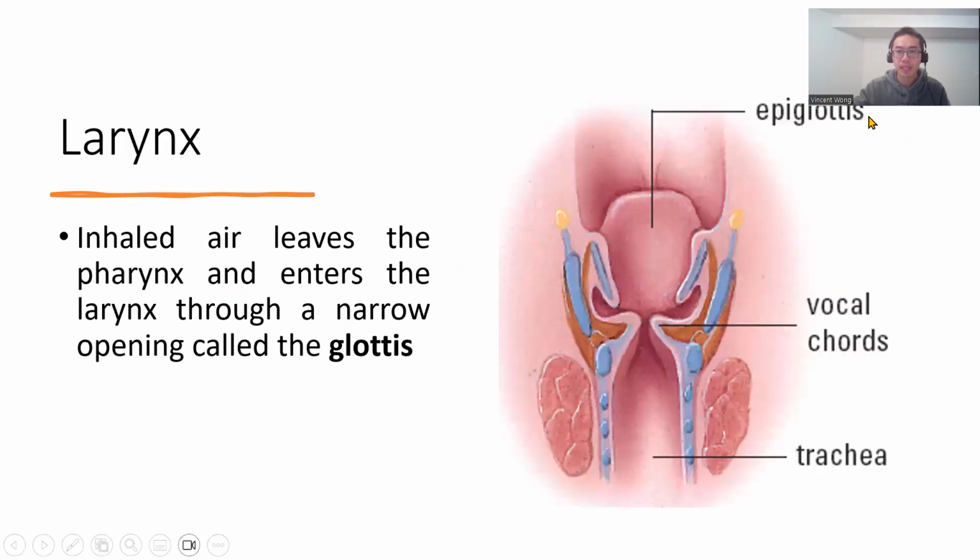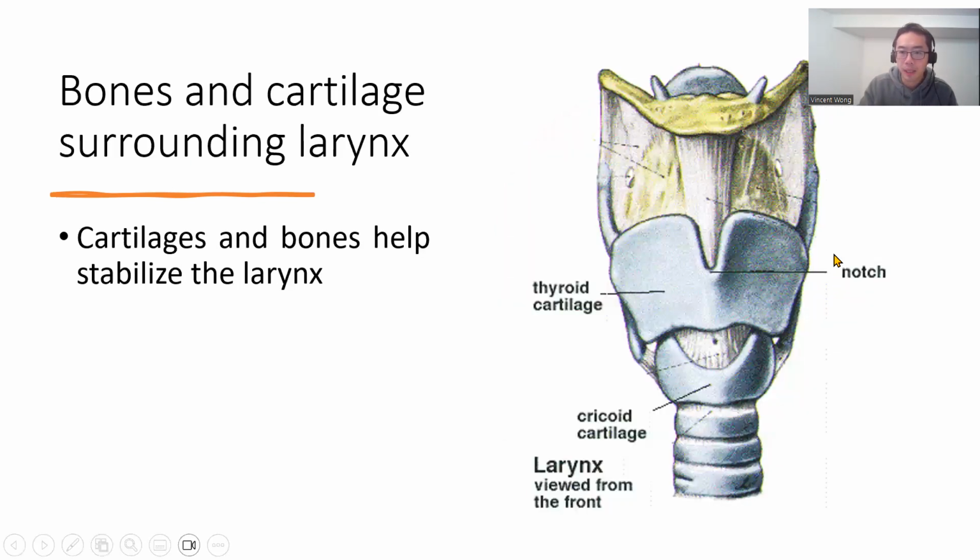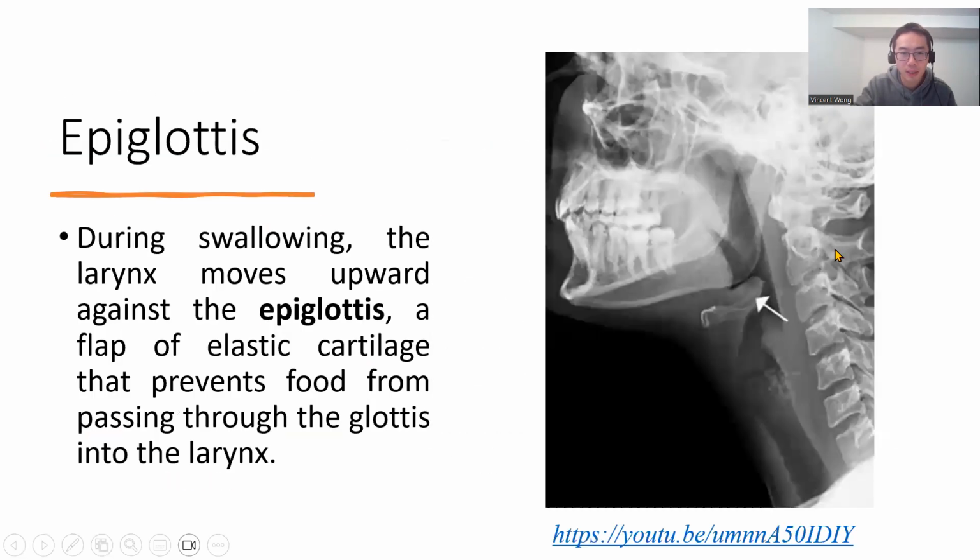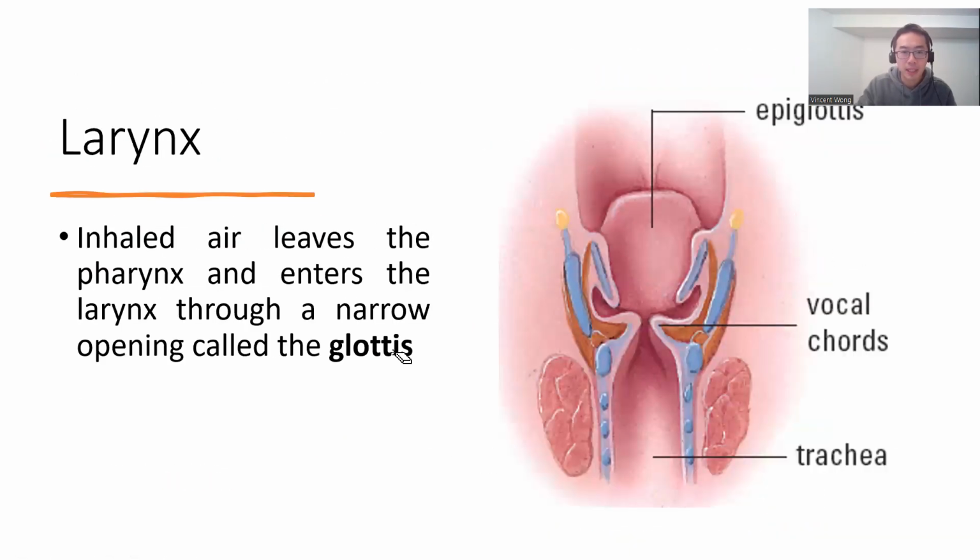Okay, so this is the larynx. And the larynx is where you have the vocal cords. I think I have a slide for the vocal cords later, so we'll talk more about it then. But the opening that goes into the larynx is the glottis, right?